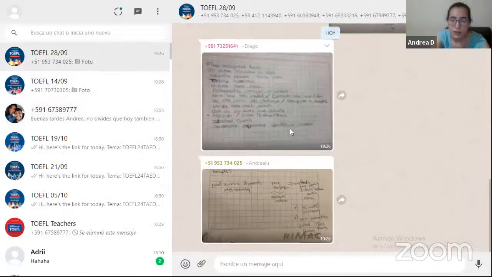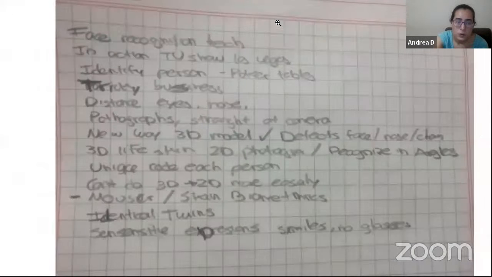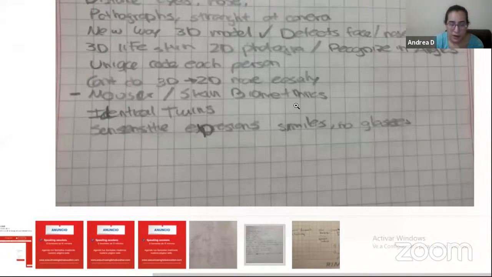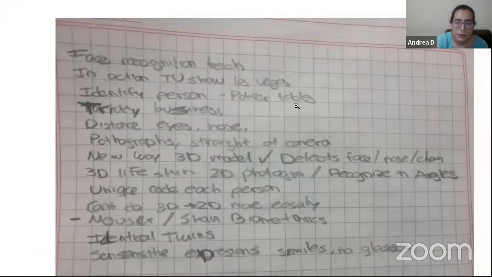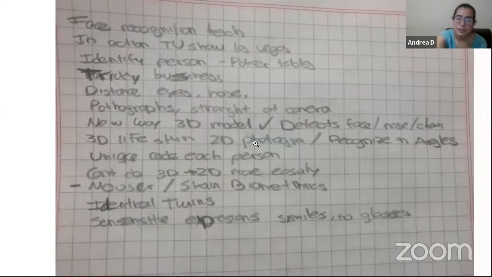Now here we have some more. So at the beginning, we have something about facial recognition, okay? Like the example, this is great. Identify a person, poker table, tricky business, distance between the eyes. Okay, so I really like that. I think this is a very complete one. The only thing I would say, maybe try to separate the information, okay?